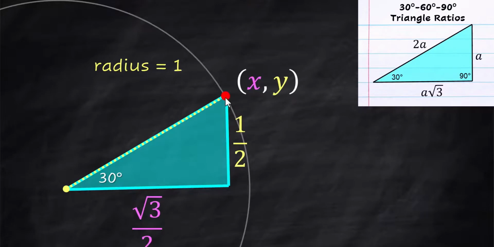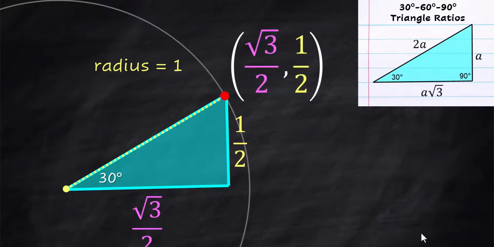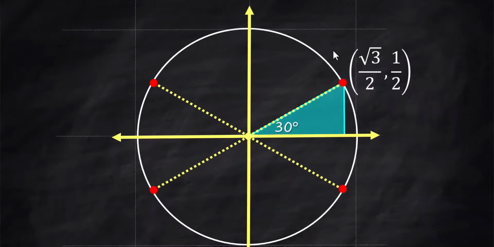The coordinates of the point have x, y coordinates, and the x is going to be the horizontal movement, and the y is going to be the vertical movement. And since we know the sides of these triangles, we know that x has to be the square root of 3 over 2, and y is 1/2. That's the coordinate for this first point in the first quadrant.